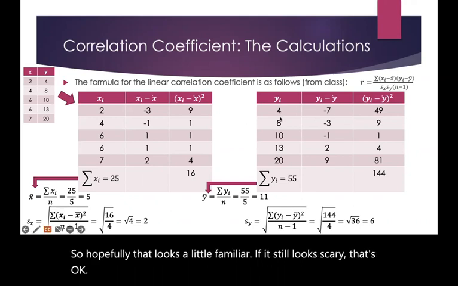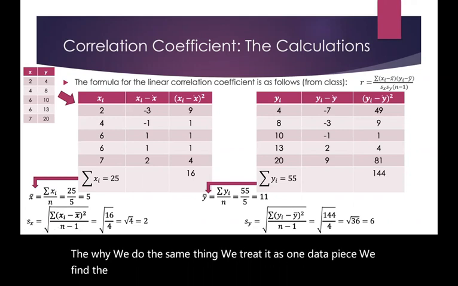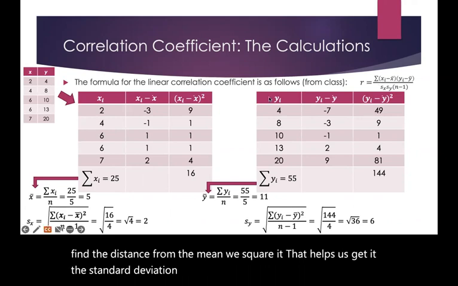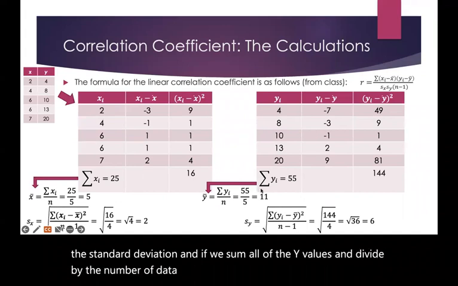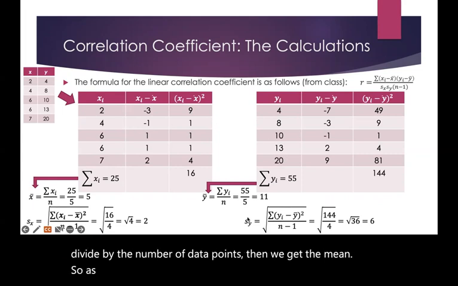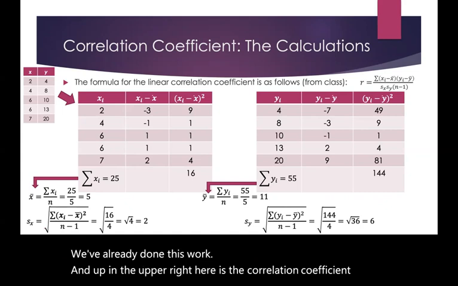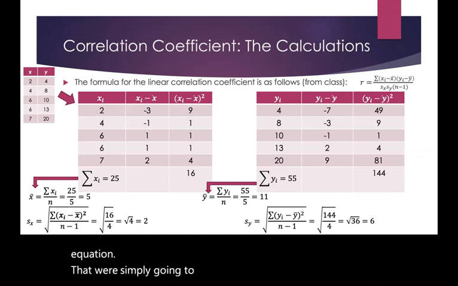The Y, we do the same thing. We treat it as one data piece. We find the distance from the mean, we square it. That helps us get at the standard deviation. And if we sum all of the Y values and divide by the number of data points, then we get the mean. So as scary as this looks, we've already done this work. And up in the upper right here is the correlation coefficient equation that we're simply going to take all of these values, substitute them in up there, and evaluate.